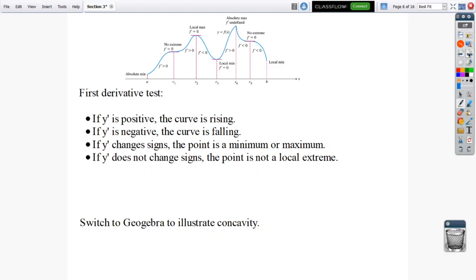First derivative test. That's all the stuff that I just ran through with you. If y prime is positive, the curve is rising. If y prime is negative, the curve is falling. If y prime changes signs, the point is either a minimum or a maximum. And if y prime does not change signs, the point is not a local extreme.